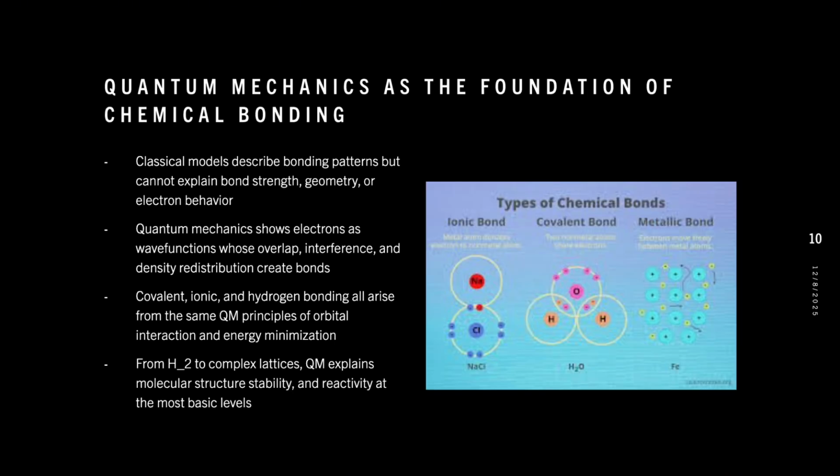In this slideshow, we have learned that quantum mechanics is the foundation of chemical bonding. Classical models describe bonding patterns but cannot explain bond strength, geometry, or electron behavior. Quantum mechanics treats electrons as wave functions, and bonding comes from their overlap, interference, and density redistribution. Covalent, ionic, and hydrogen bonds all follow the same quantum mechanical principles of orbital interactions and energy minimization. From simple molecules like H2 to larger, more complex systems, quantum mechanics explains molecular structure, stability, and reactivity at the most fundamental level. Quantum mechanics reveals the true mechanism behind all chemical bonding.